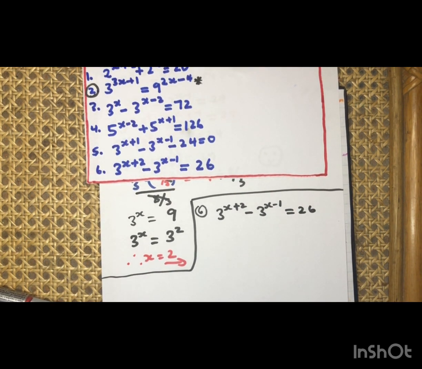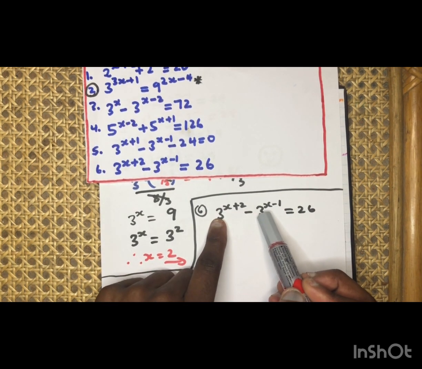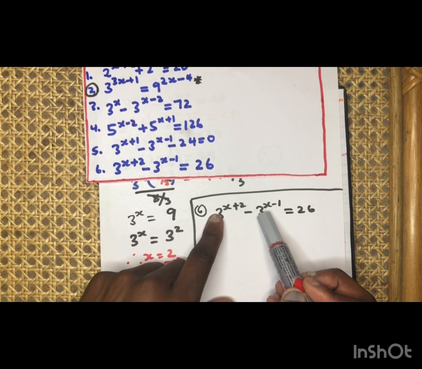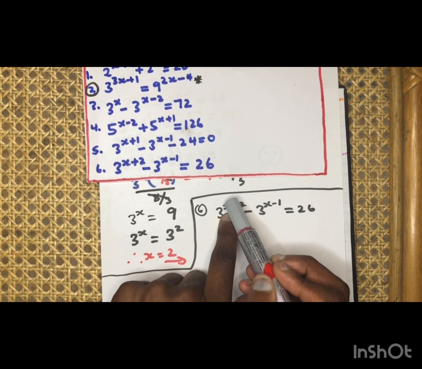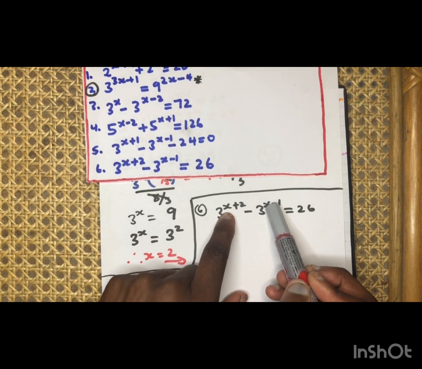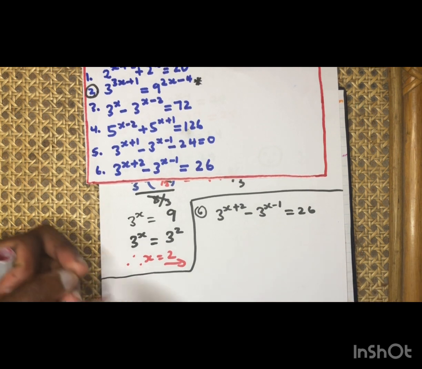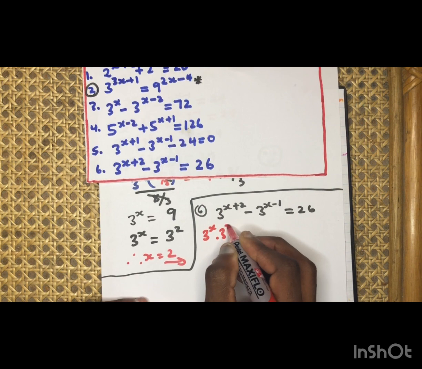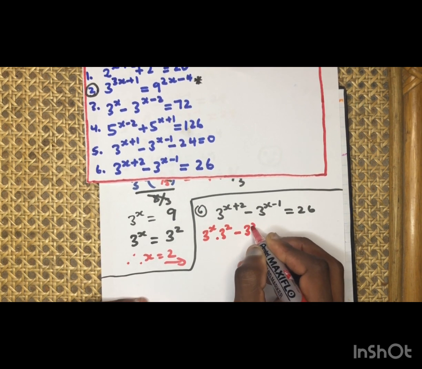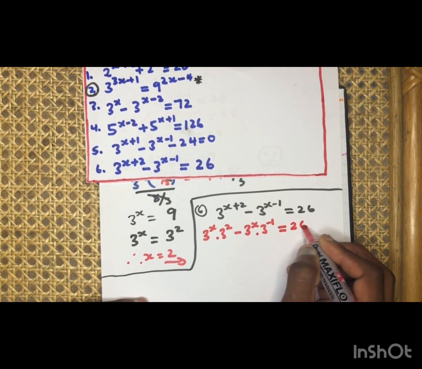Remember, guys, once we see that there's a minus or plus between the bases, we need to take out the common factor, but I have to perform another step first. I have to look at my bases and my powers. I have the same power or the same variable here, x and x again, which means I have a common factor in this case. So I'm going to split this one so that I can see the common factor: 3 to the power x times 3 to the power 2 minus 3 to the power x times 3 to the power minus 1 equals 26.